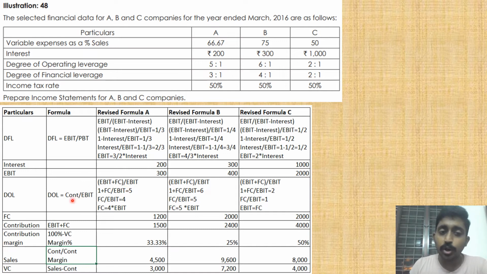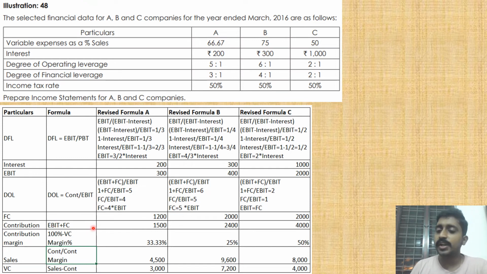So contribution is nothing but EBIT plus fixed cost. So EBIT plus fixed cost divided by EBIT can be said as 1 plus fixed cost divided by EBIT, and the operating leverage is 5:1, which is nothing but 5. So fixed cost divided by EBIT is equal to 4, and fixed cost is equal to 4 into EBIT. EBIT we have already found, and the same derivation you can apply for the B and C companies also, and you can find the fixed cost for all the three companies. So we have the EBIT, we have the fixed cost also.